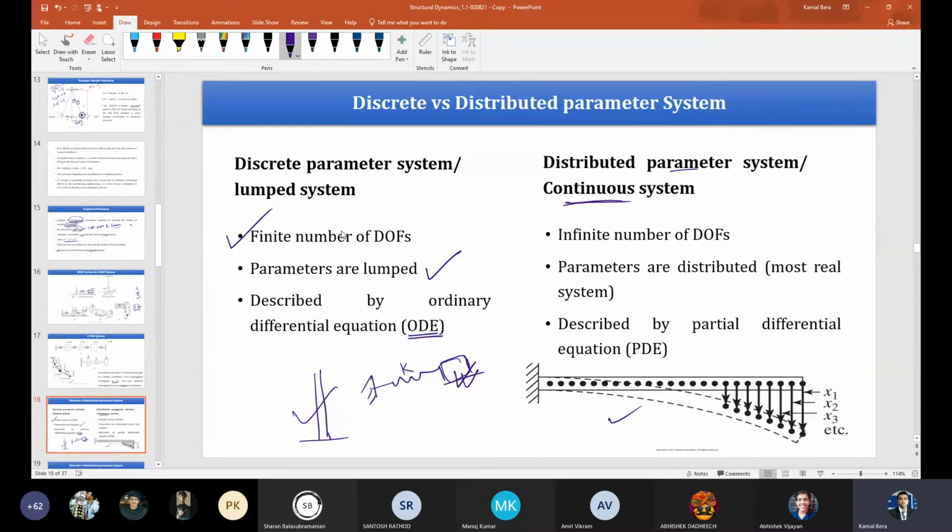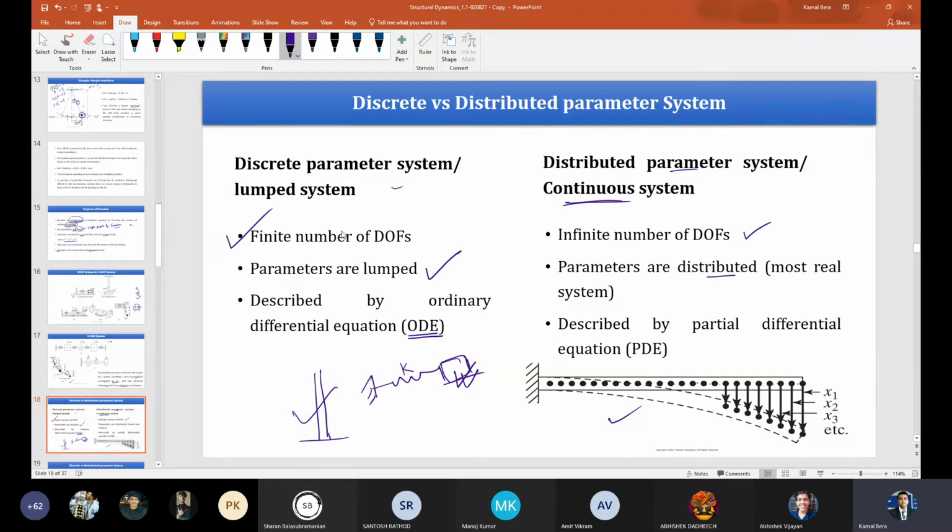For the continuous or distributed parameter system, let's say a cantilever beam, how many degrees of freedom are needed to describe the motion of the system completely? Everything is distributed, so I need each and every point, and the number of points is infinite. Here I'm showing x1, x2, x3 at some points, but in between there are many more. Ideally speaking, it's an infinite number of degrees of freedom. But for simulation or calculation purposes, we will not study with infinite degrees of freedom. In most cases, we'll approximate it as a discrete parameter system through some approximation, and then deal with it.